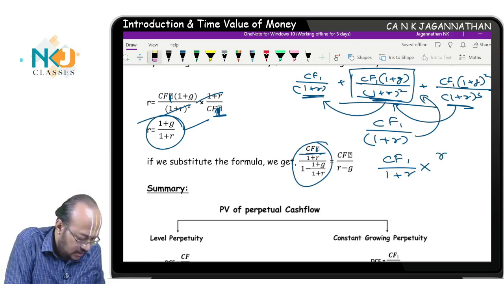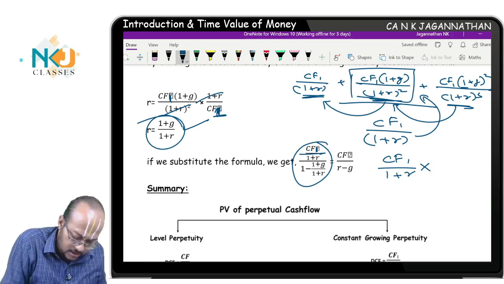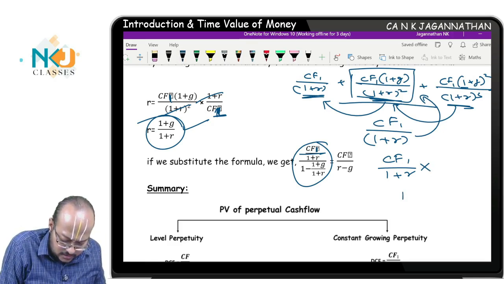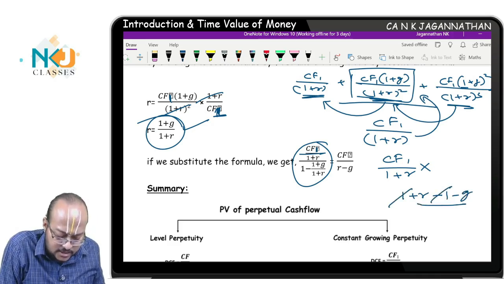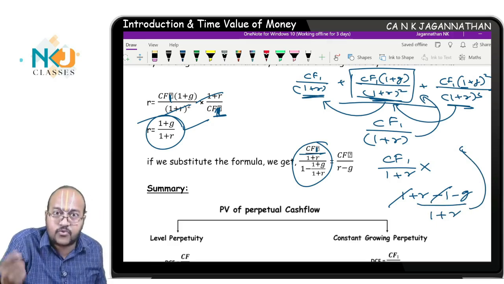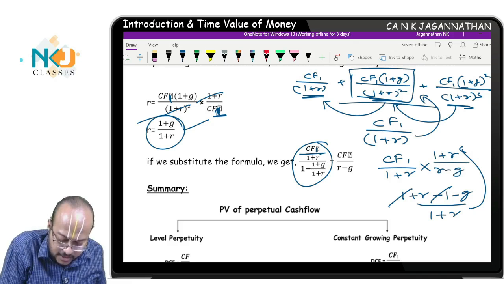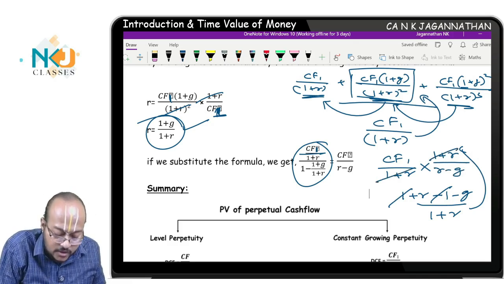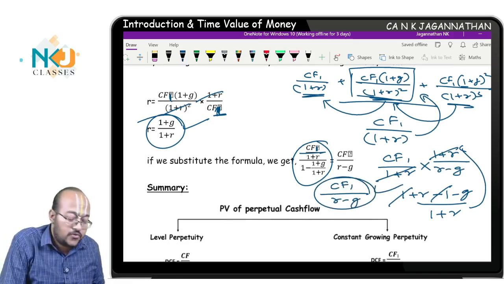Very simple. See here. Here 1 minus 1 plus G by 1 plus R. 1 into 1 plus R minus 1 minus G, minus 1 gets cancelled. R minus G divided by 1 plus R will be the denominator. If you bring it to the numerator, if you multiply it, what will happen? Okay, in the numerator, you will get 1 plus R divided by R minus G, wherein 1 plus R and 1 plus R will get cancelled. You will get ultimately cash flow 1 divided by R minus G. Are you all understanding? This is the derivation for the first formula we discussed now.